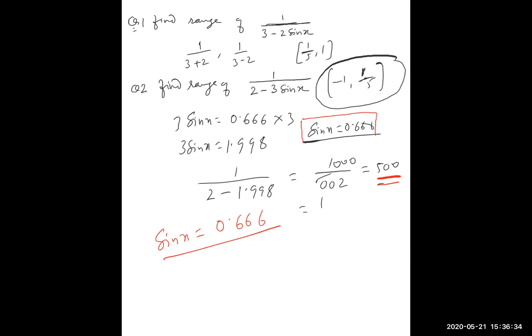Oh, okay, sir, I get it now. 3 sin x is equal to this much. Then 1 upon 2 minus this will be 500. That means this is also one of the possible values of its range. No, this is also a wrong answer, Rishi. You cannot change the answer suddenly like this.